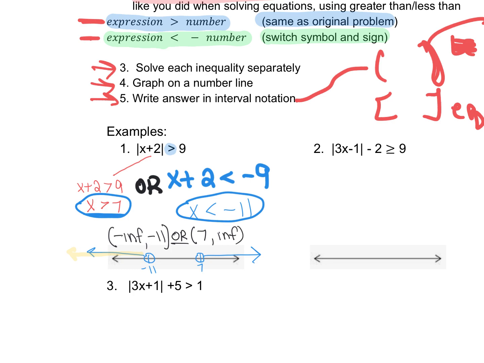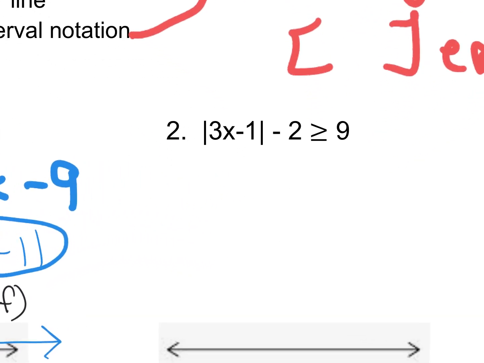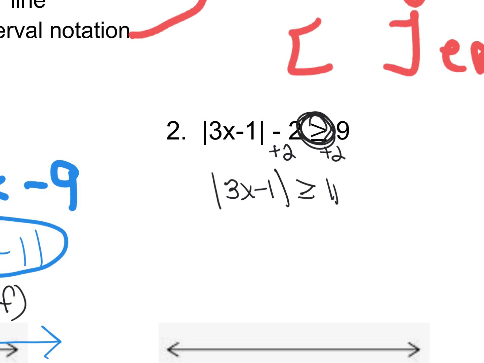Okay, so let's try another one here. This one, we have to get our absolute value by itself. So the first thing that I'm going to do is add 2. And I'm going to have the absolute value of 3x minus 1 is greater than or equal to 11. The greater than tells me I'm going to write 2 separate inequalities.